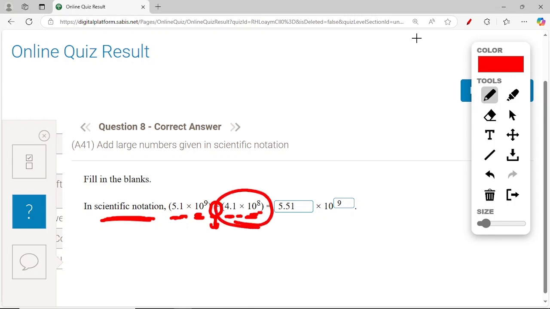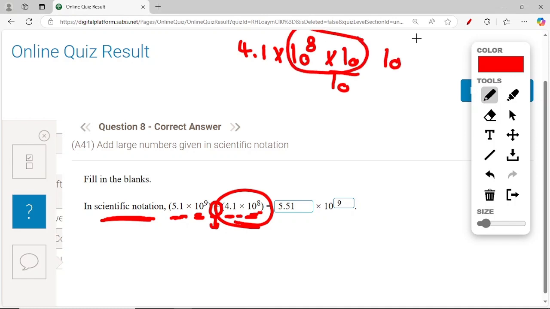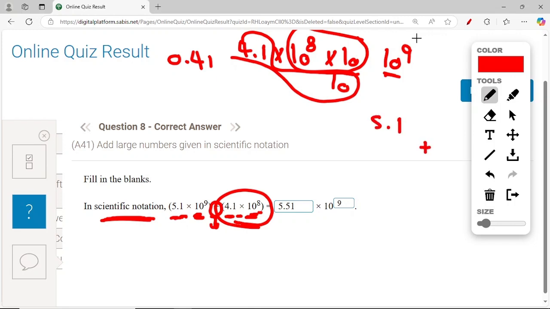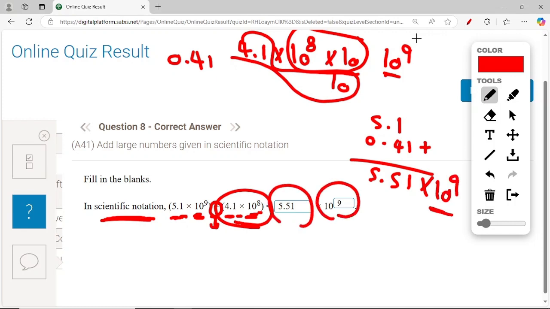So we'll take this number, 4.1 multiplied by 10 power of 8. I'll multiply by 10 divided by 10. So this one will be 10 power of 9, which is this one. And 4.1 divided by 10, it will be 0.41. Now we can do the addition. So it will be 5.1 plus 0.41, it will be 5.51, okay, multiply by 10 power of 9. So this will be the answer.